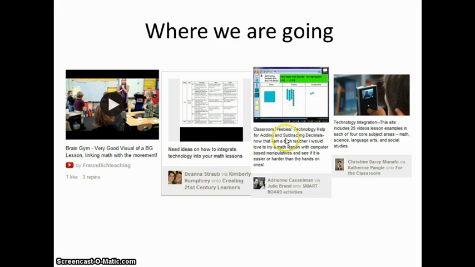This next one. Classroom freebies. Technology. Help for adding and subtracting decimals. They even have more detail in it, like it's computer-based manipulatives. Let's see if they're better or easier or harder than the hands-on ones. You can kind of see what it's up to. What about this one here? 25 video lessons.